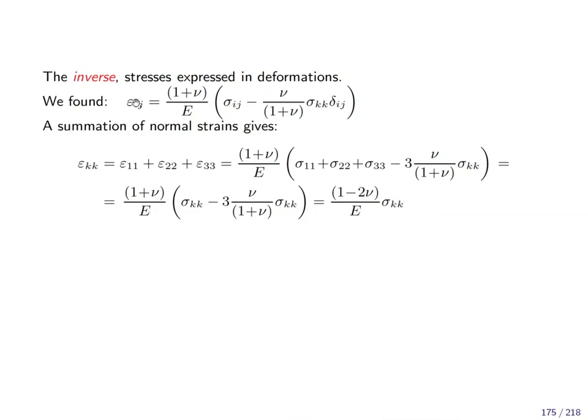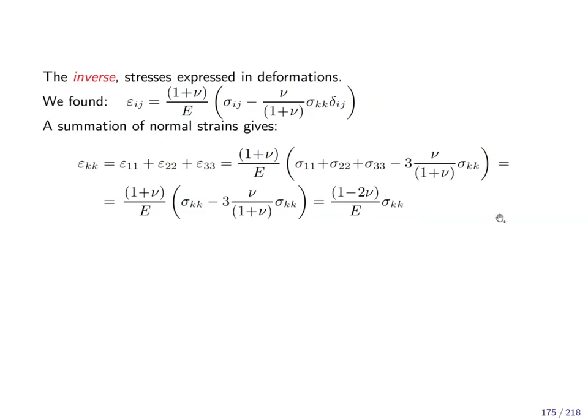We insert kk on the left-hand side for the indices, so that means we have to do it for all the terms on the right-hand side. Here, the first term is easy. That's then sigma kk, the placeholder for the first invariant, sum of normal stresses. On the second term, actually sigma kk is already there. That one does not change. The delta ij becomes a delta kk, and here you must remember that delta kk is 3. It's 1 plus 1 plus 1, the sum of the diagonal elements.